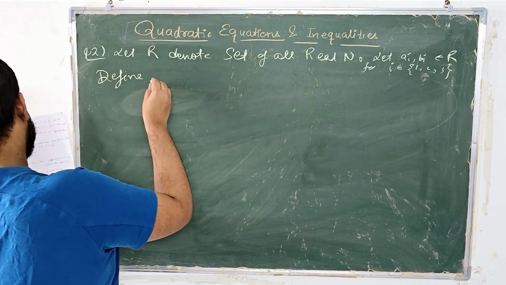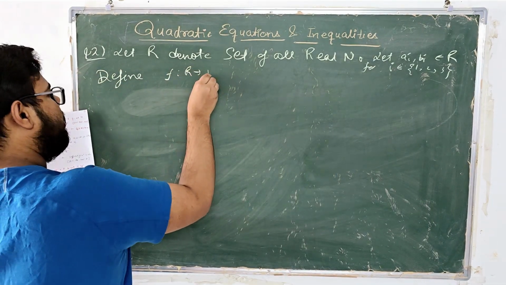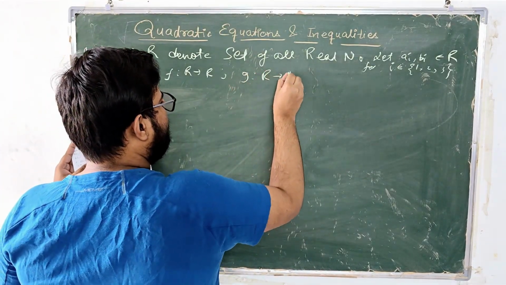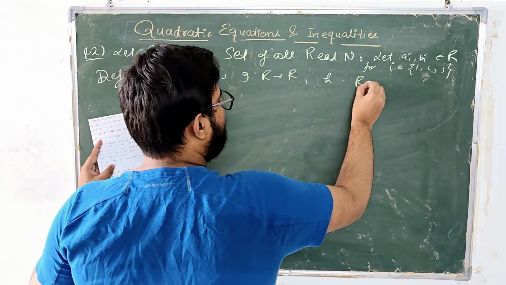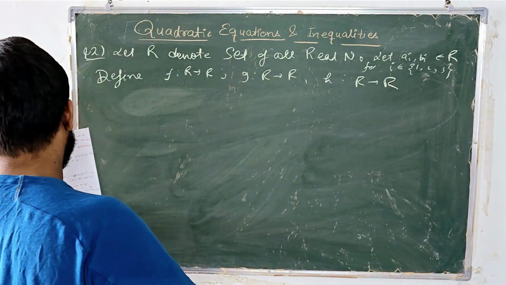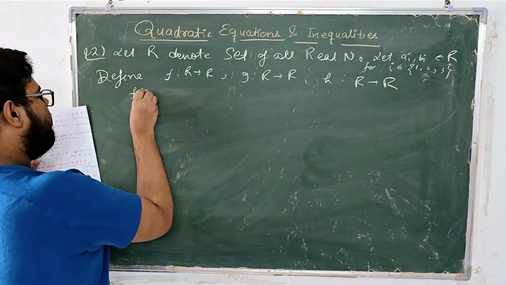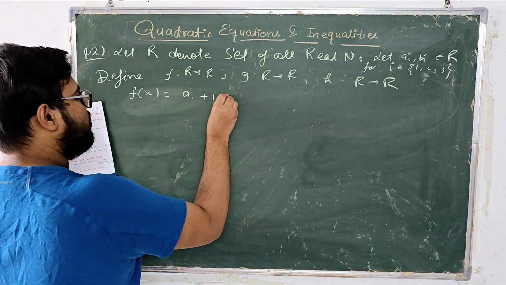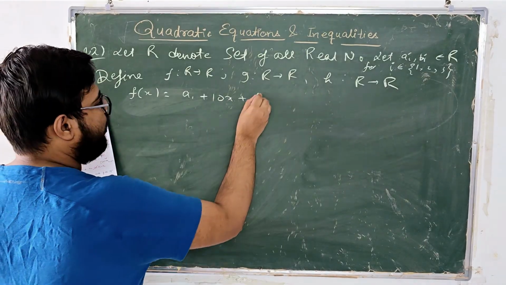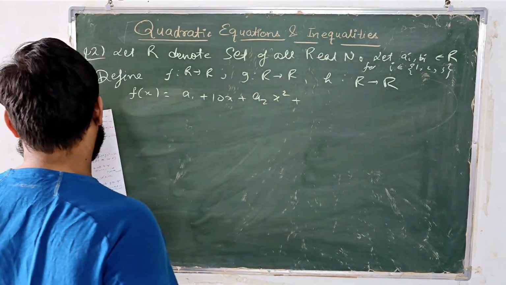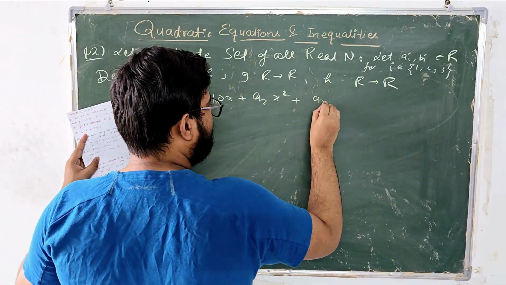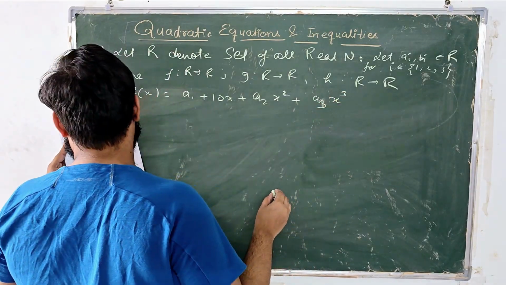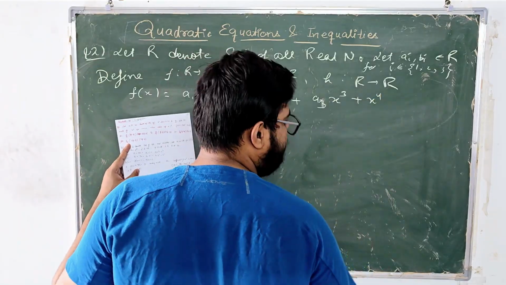Define a function f from real to real, and g also from real to real, and h also from real to real. Okay. So we have defined a function, and f(x) is given by a1 plus 10x plus a2 x square plus a3 x cube plus x raised to the power 4.